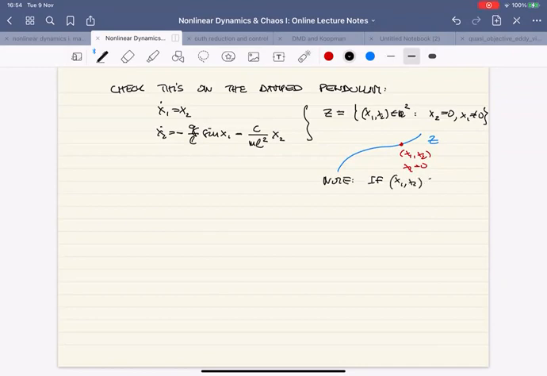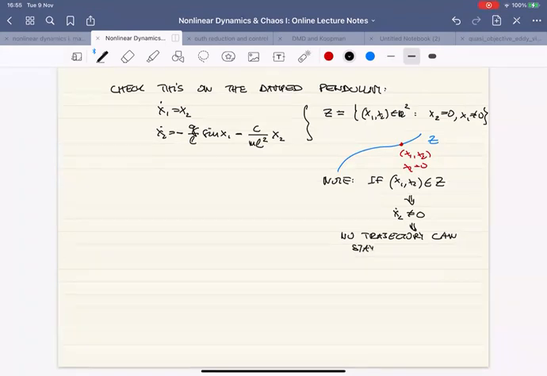x1, x2 is in Z, and mind you, that means that x1 is non-zero, then x2 dot is non-zero. And you don't even have to check what x1 dot does, because in fact, x1 dot is 0, but it doesn't matter. The defining property of the set is x2 being 0, okay? And since that will be immediately violated, given that you're getting out, no trajectory can stay in Z. And then from that, you conclude asymptotic stability.